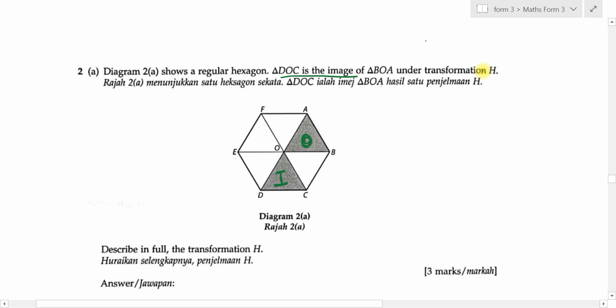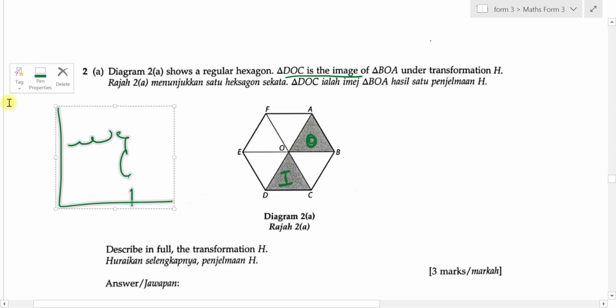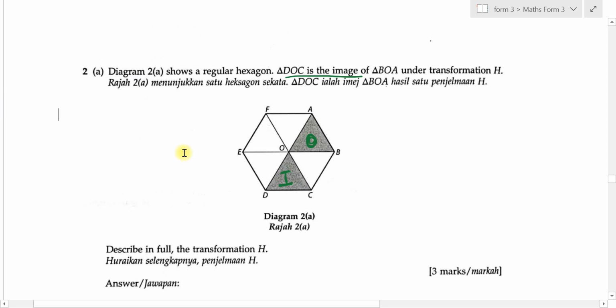This could be a little bit trickier because they never put a Cartesian plane. A Cartesian plane is like a graph with coordinates, we can simply see the things. But this one they give you the shape. Even with that, we can still see things. First of all, my suggestion is write the object first, BOA. This is the object. The image is DOC.